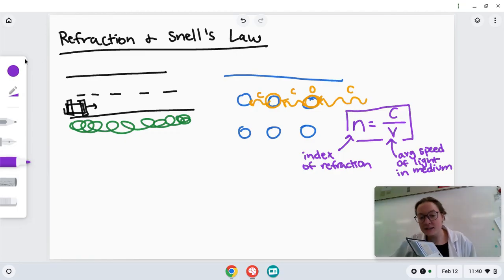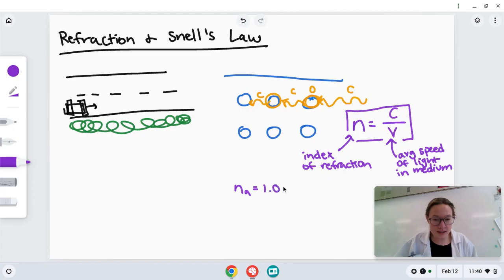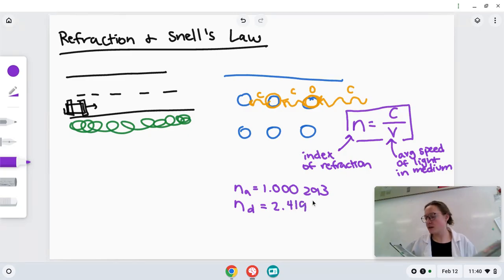You should see that light travels the fastest in air because air has an index of refraction, n_a, I'll call it, which is equal to 1.000293. It travels the slowest out of the options on this table in diamond, where it has an index of refraction of 2.419. You notice two things here.